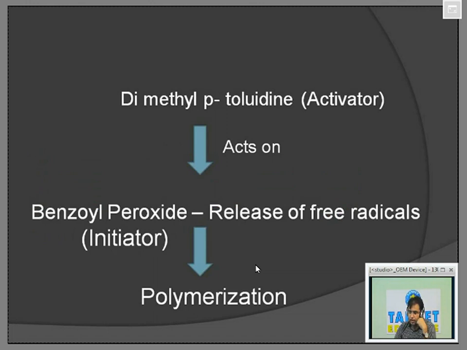So in a cold cure resin, there is an activator initiator system. The initiator is the benzoyl peroxide and the activator is dimethyl paratoluidine. So when the powder and the liquid are mixed, the initiator releases free radicals, which causes the polymerization reaction to start.